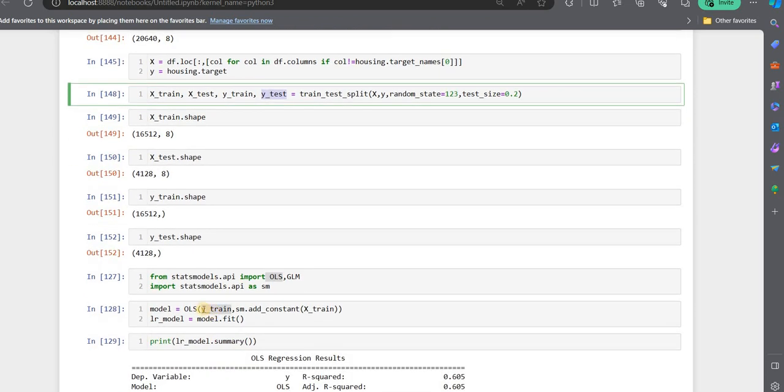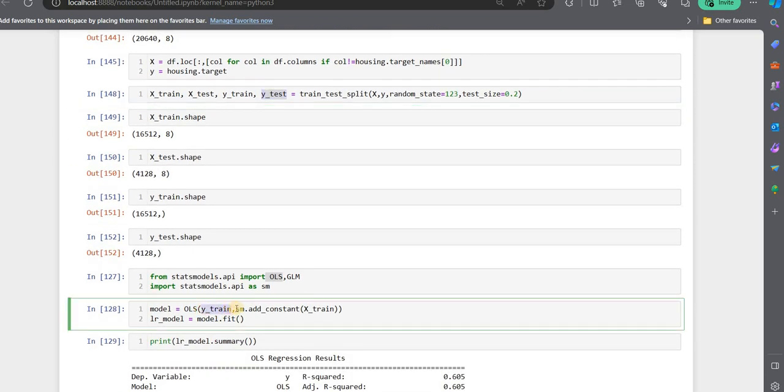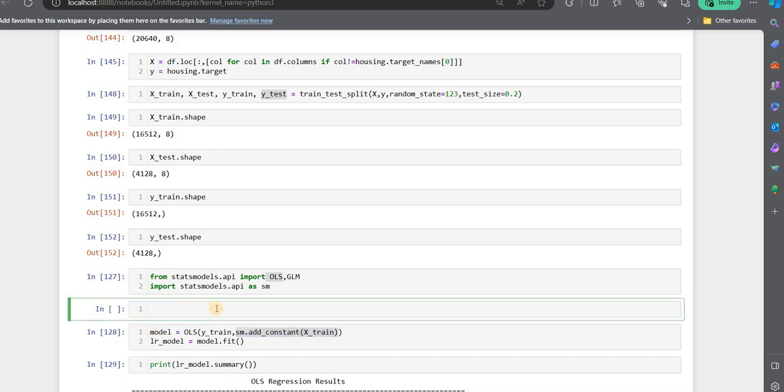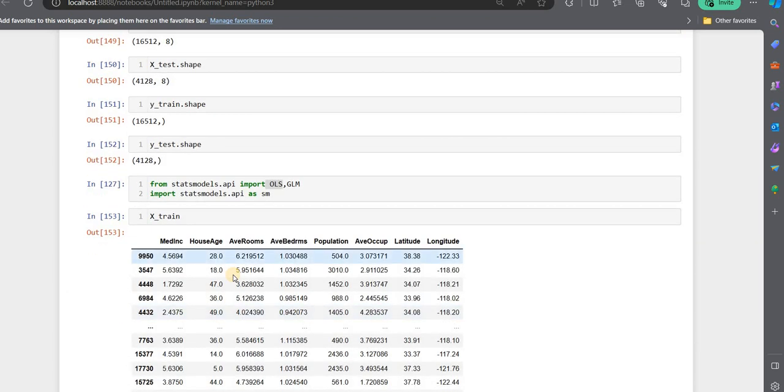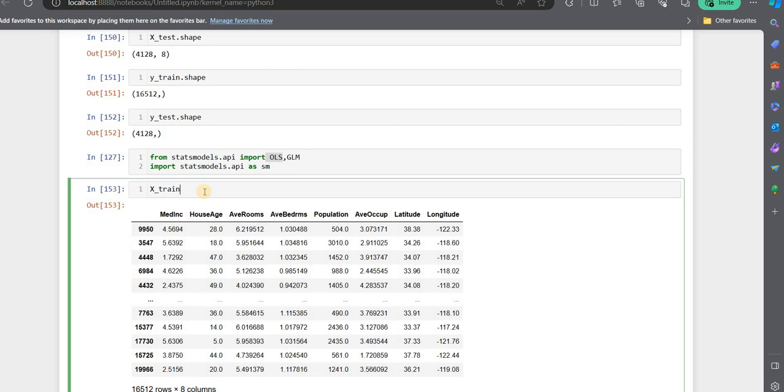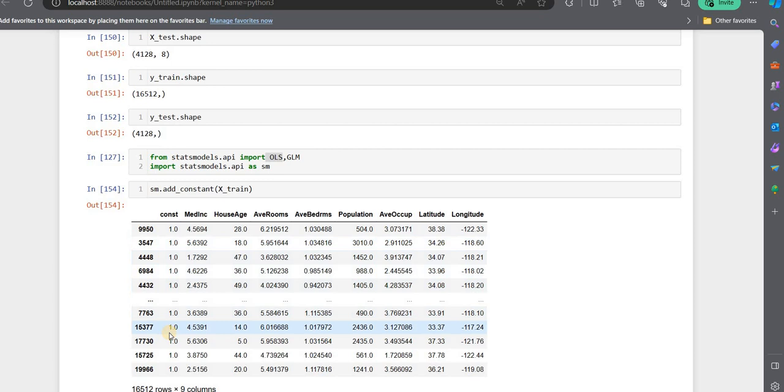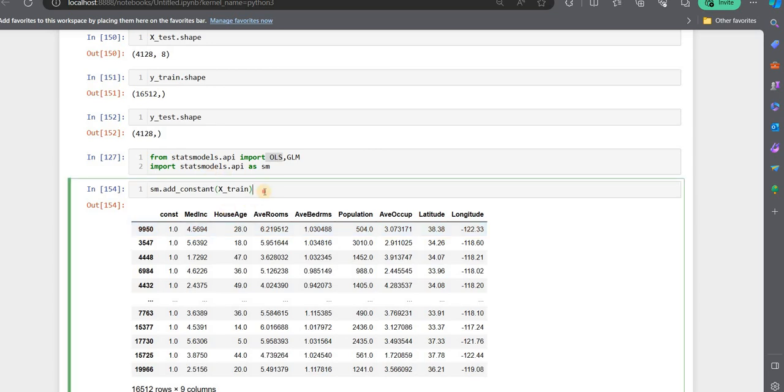Now I'm training it here. First you always need to pass Y train in the OLS and then your X train. But what I'm doing here is sm.add_constant. Let's see what exactly sm.add_constant will do. First, let me show you the X train. X train looks like this, this is all your simple X train data. Now if I do sm.add_constant, see what it will do. I said that by default it will take the constant value as 1, that C value by default, and this will change. I'll show you.